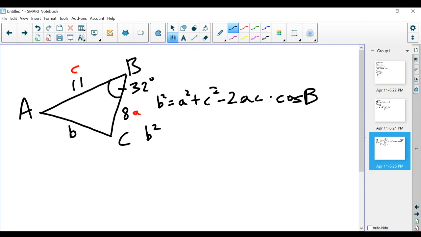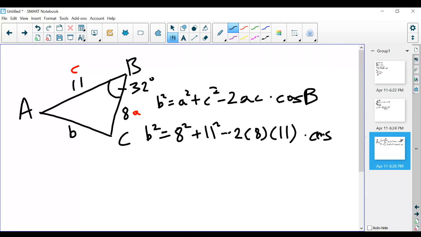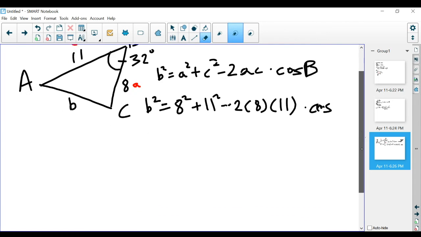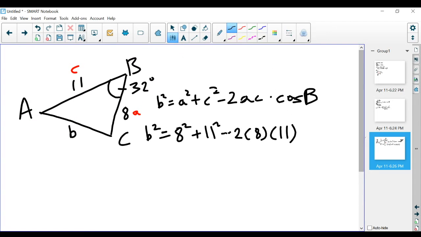So we know that b squared is equal to 8 squared plus 11 squared minus 2 times 8 times 11 times the cosine of 32 degrees. So again, like always, make sure you set your calculator into degree mode before you start to punch in any numbers.